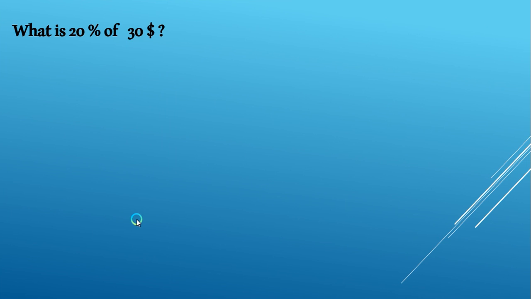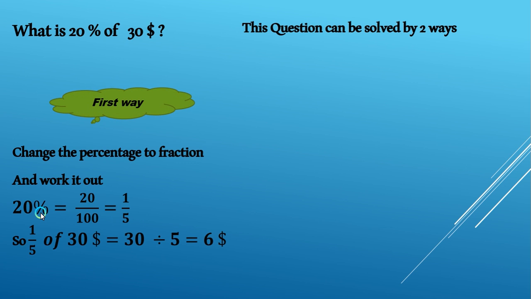So what is 20% of $30? For example, if you put your $30 in the bank and you will get, for example, a discount, or you will get your money increased by 20%. What does this 20% of money represent? This question can be solved in two ways. First way, change the percentage to a fraction and work it out.